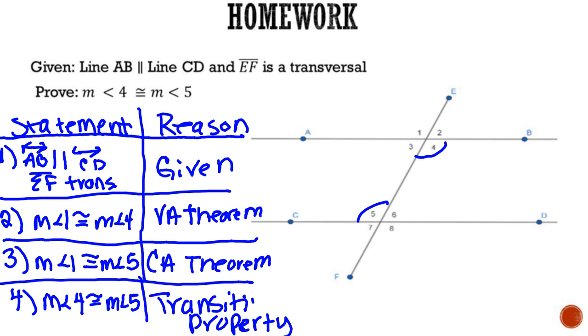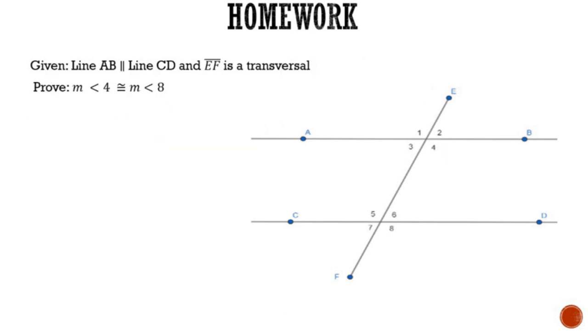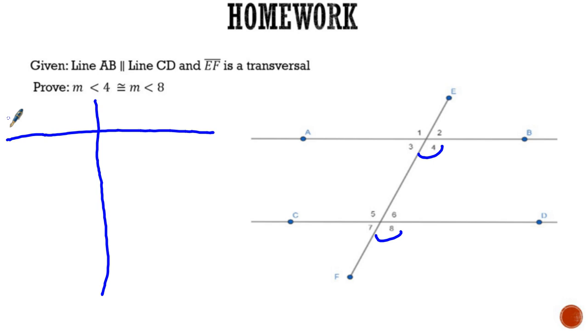We proved it. Okay. Let's go to this next one. Okay, so this one is telling us to prove that 4 and 8 are congruent. And these are corresponding angles. We already know that they are congruent, but we just need to figure it out. So here we're going to do statement, and then we're going to go to the reason.